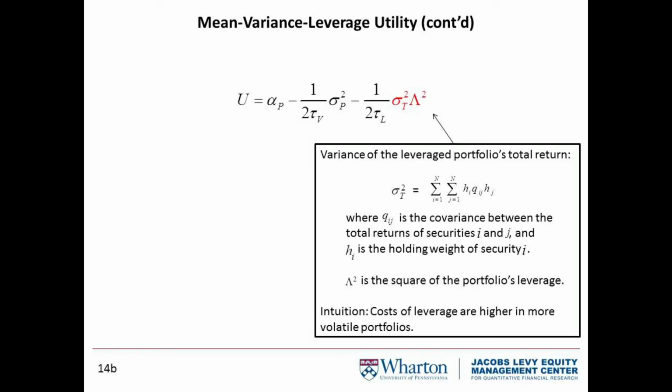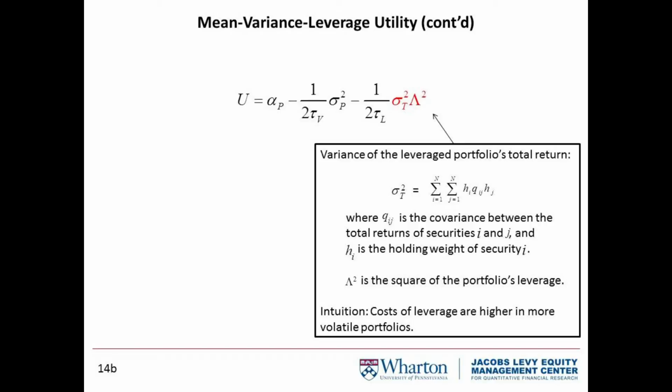Now let's examine this third term in more detail. So we see sigma sub t squared, which is the total return volatility squared, and we see lambda squared, which is the measure of leverage to the square power.